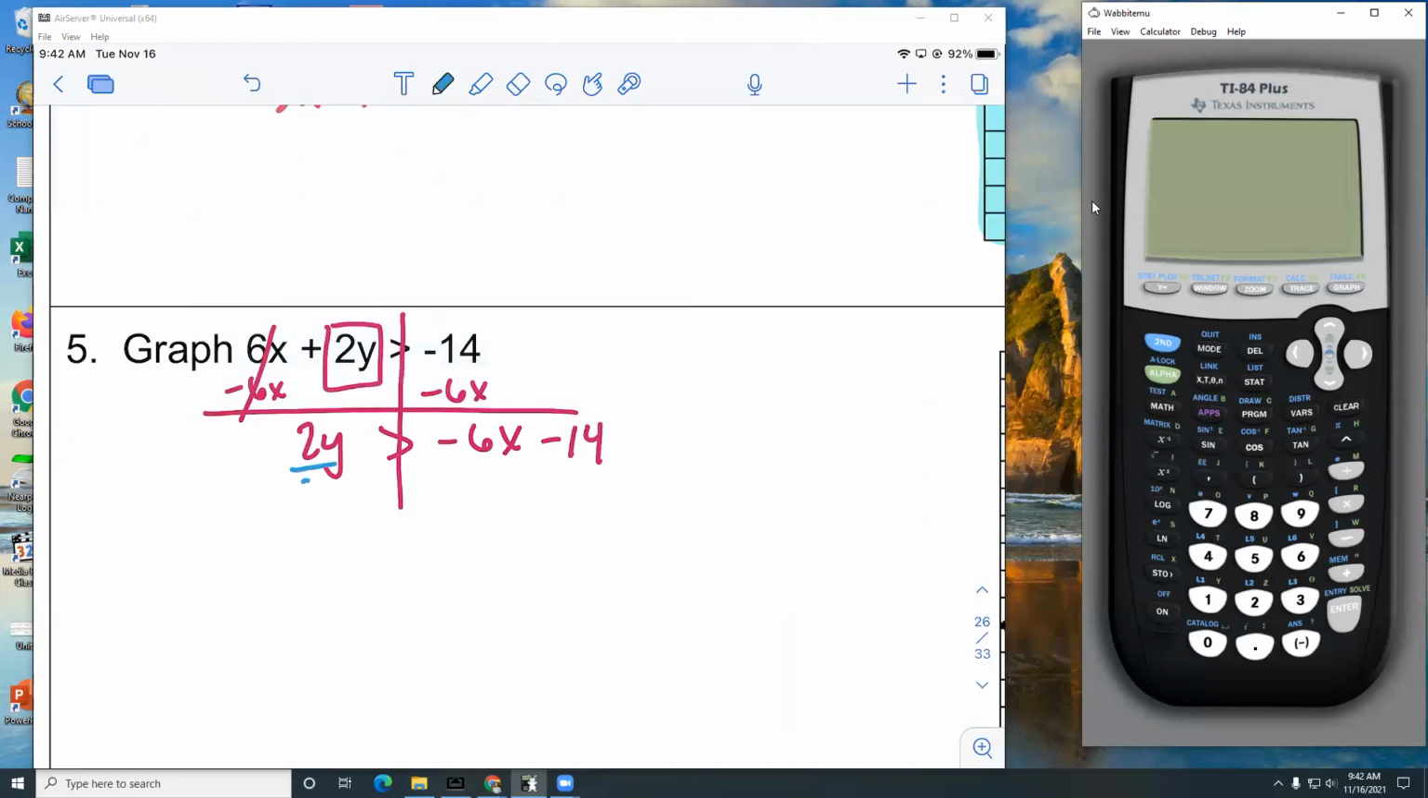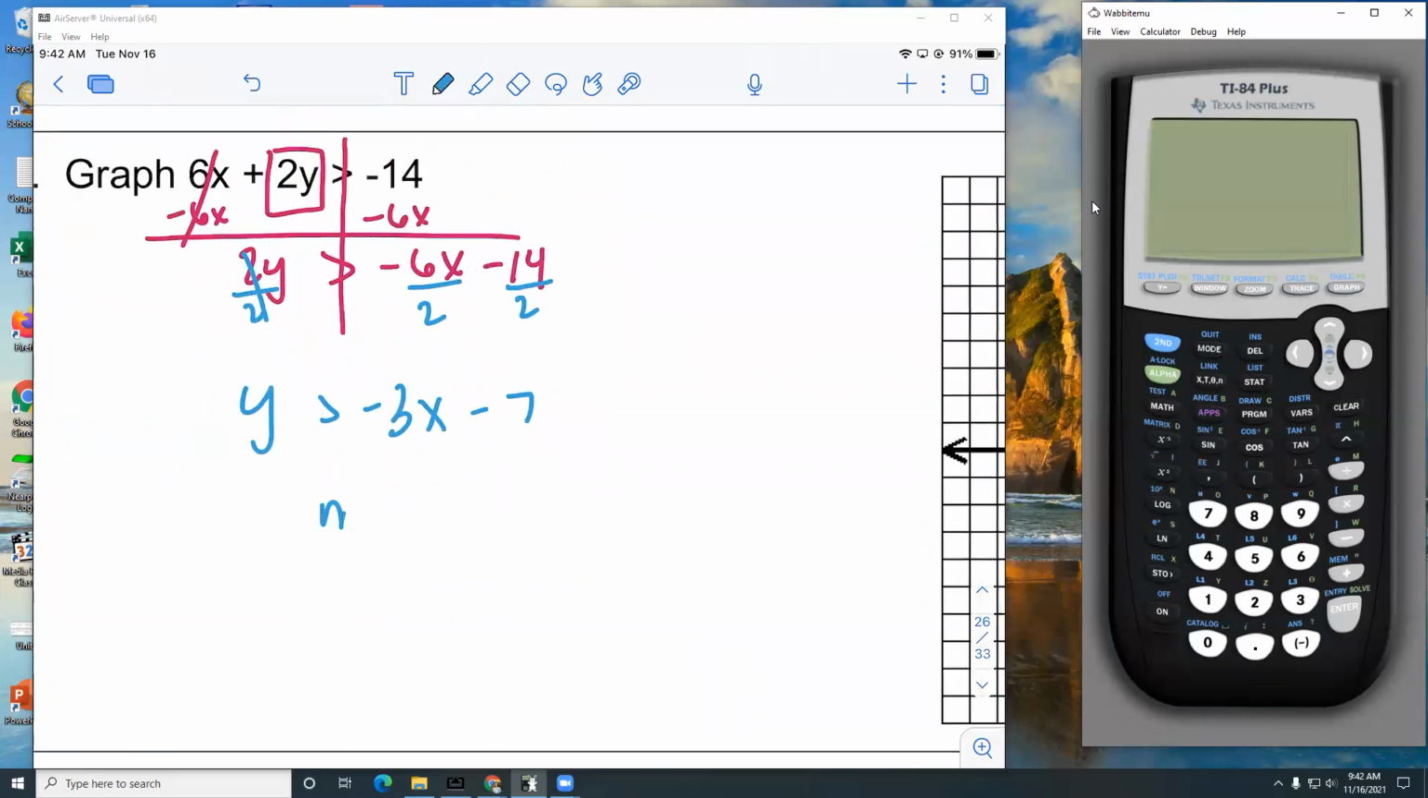And then to get the y by itself, I've got to divide everything by 2. So I get y is greater than negative 6 divided by 2, which should get you a negative 3, so that's negative 3x. And then negative 14 divided by 2 should get you minus 7. So my slope is negative 3. I'm going to go down 3, right 1 each time. My y-intercept is negative 7. My inequality sign is greater than, so I should have a dashed line, and I should shade above.